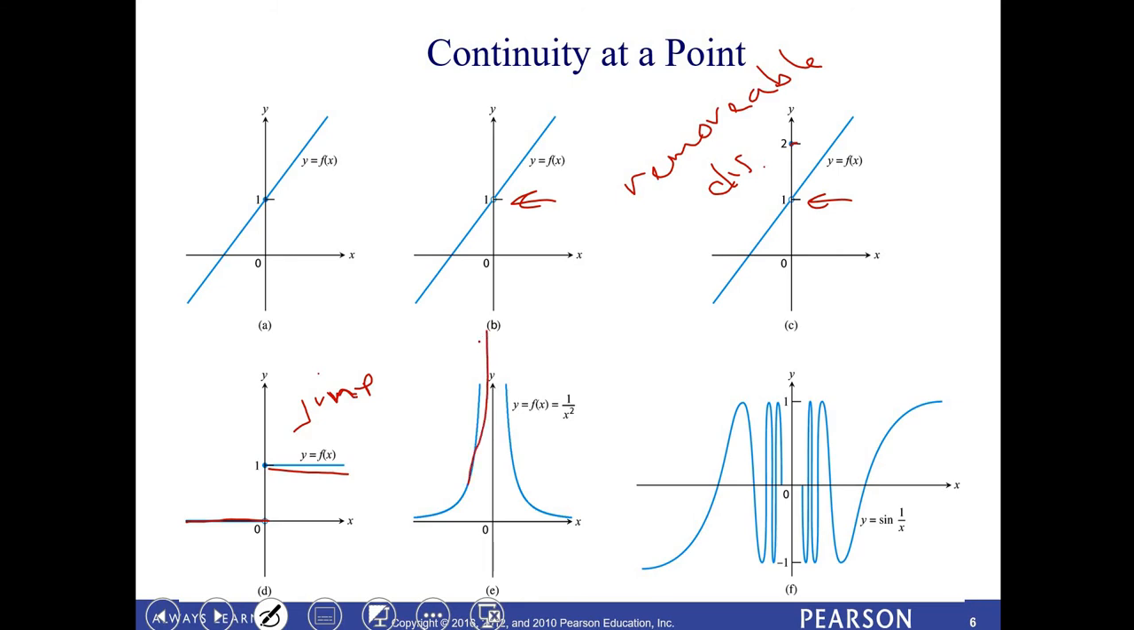Here, there is a break. Both sides are going up. This is an infinite discontinuity. That's happening when we've got a vertical asymptote.